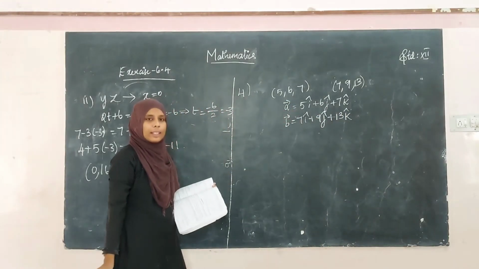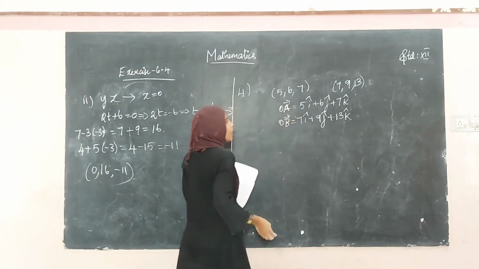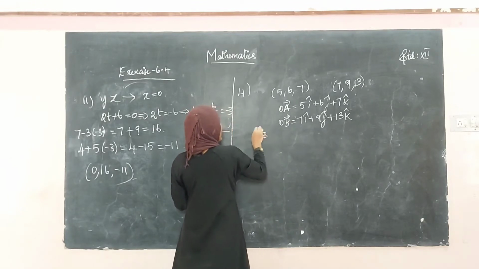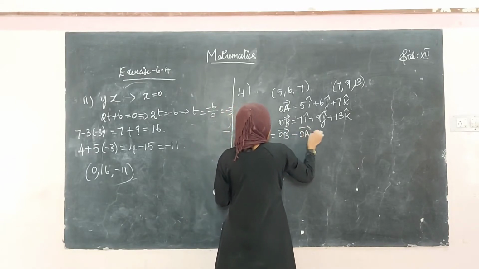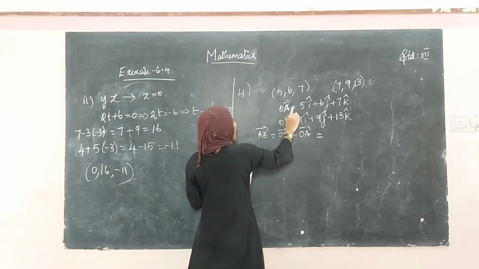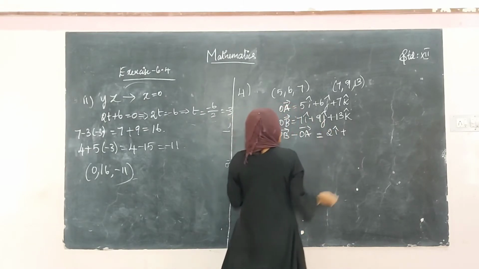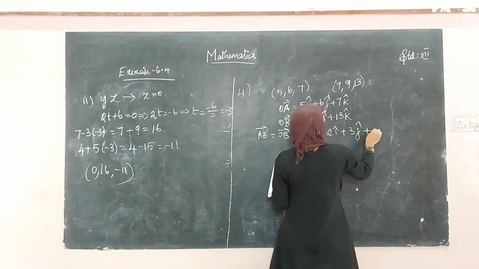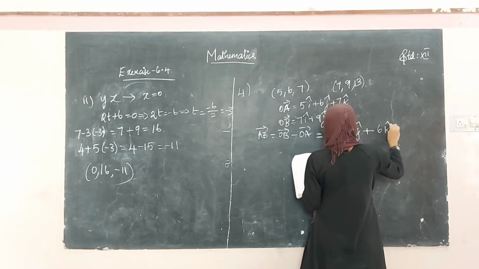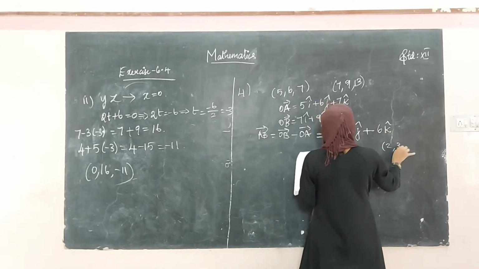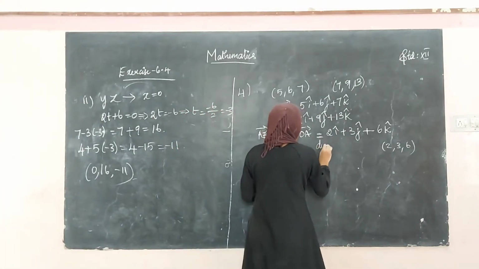So how will you find the direction cosine? Let us take this as OA vector and OB vector. The vector AB can be given as OB vector minus OA vector. So now, 7 minus 5 is 2, 2i vector plus 9 minus 6 is 3, 3j vector plus 13 minus 7 is 6k vector. So what are the points? It is 2, 3, 6. So this is direction ratios.